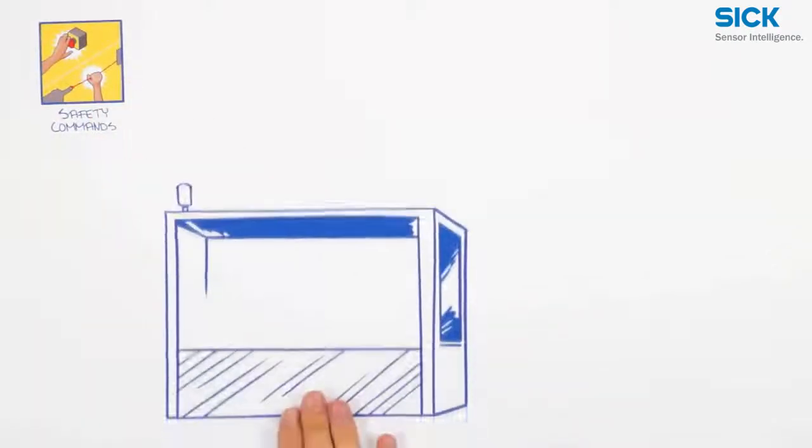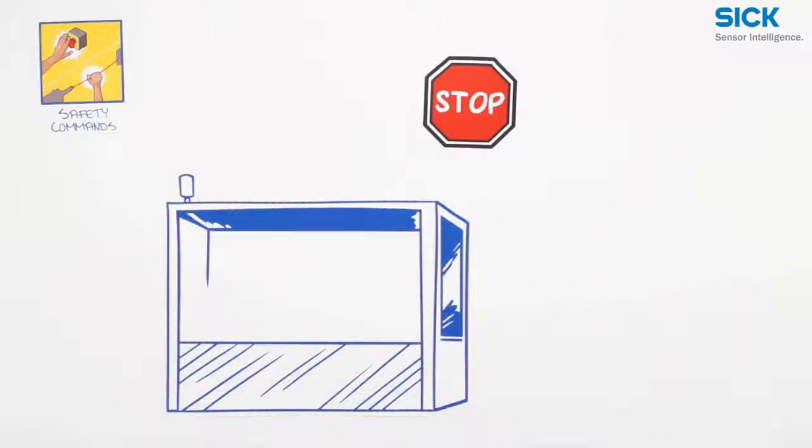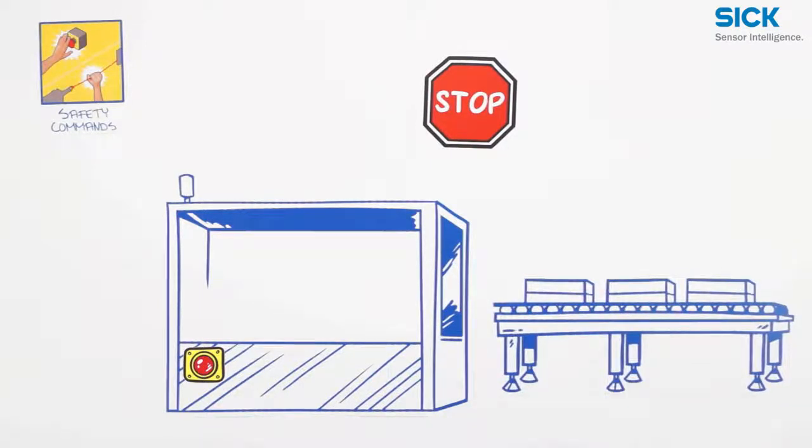And finally, let's look at safety commands. To stop a machine or system immediately in case of an emergency, stop push buttons are the right choice. To do this for long distances, you should use rope pull switches.